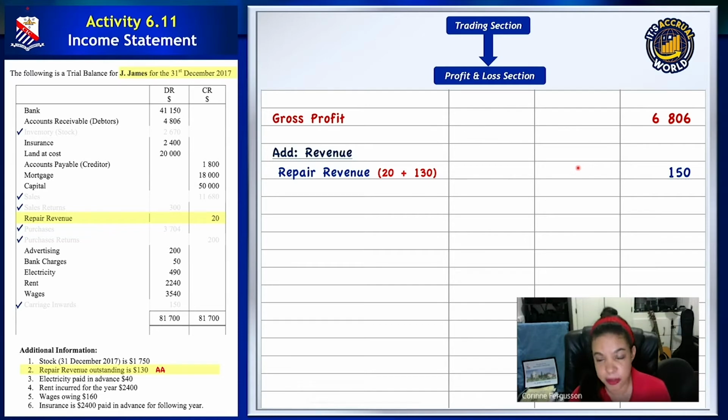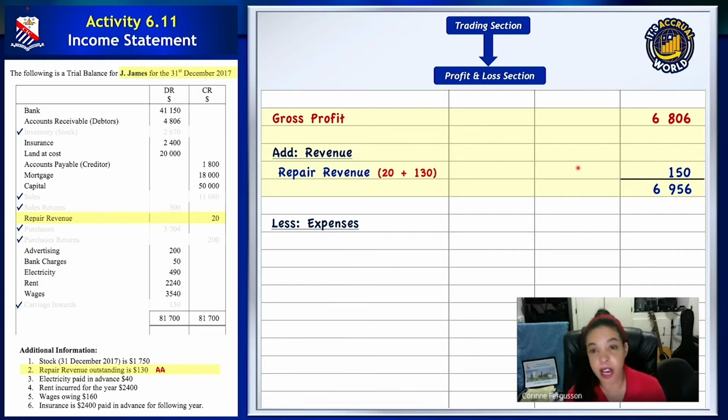So we put the 150 in the column, and since there is no more revenue, we are just going to add that to your gross profit, and we have a total revenue of 6,956. Right? So you see there, we finished that first part. It was very, very simple because we only had one revenue. But once you can identify the revenue, it is very easy. So we're just going to move on quickly.